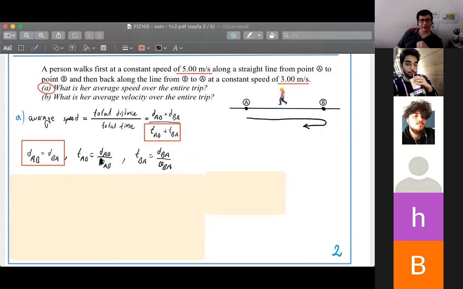Now, for these times, to calculate them, I will use this simple expression x equals vt.